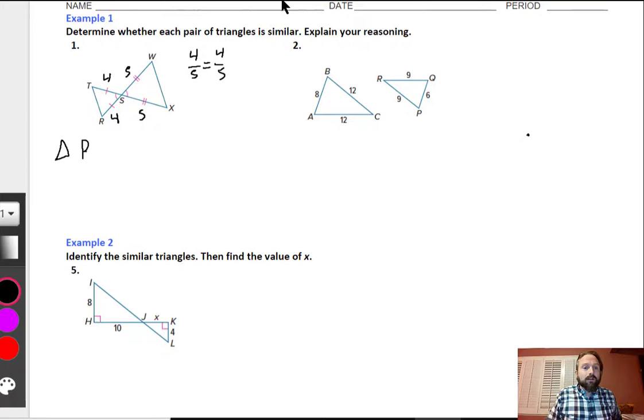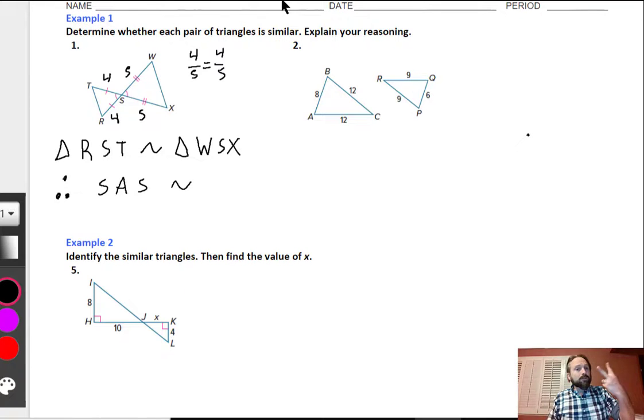So I'm going to say triangle RST is going to be similar to, let's say, triangle WSX, because of side-angle-side similarity, because there's two sides, one angle. All right, let's do number 2.